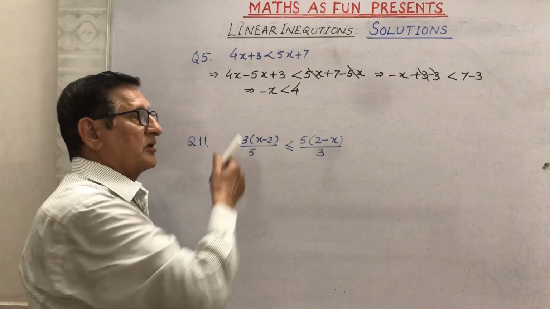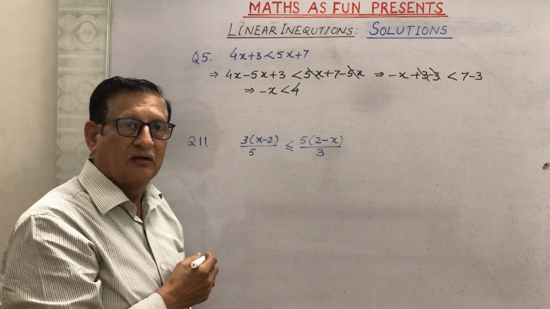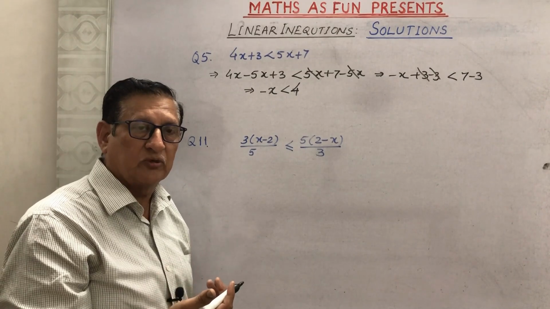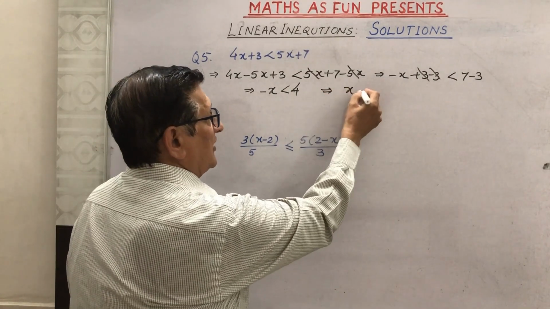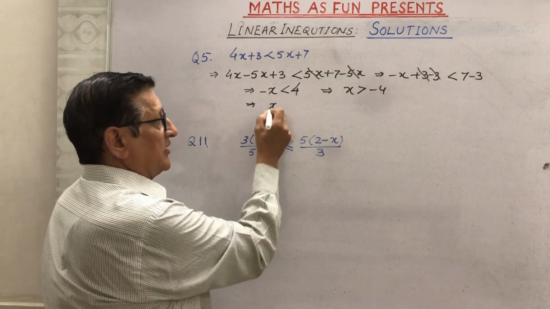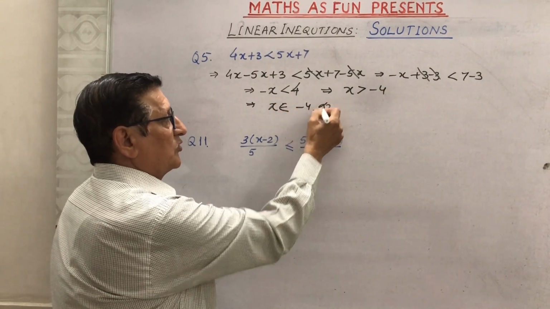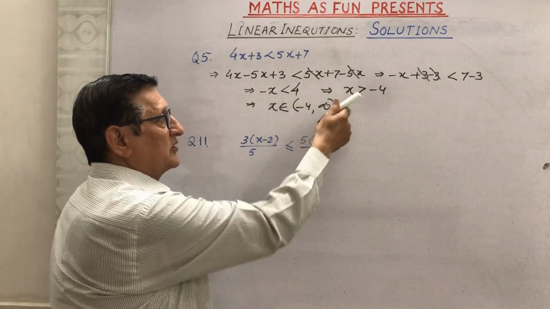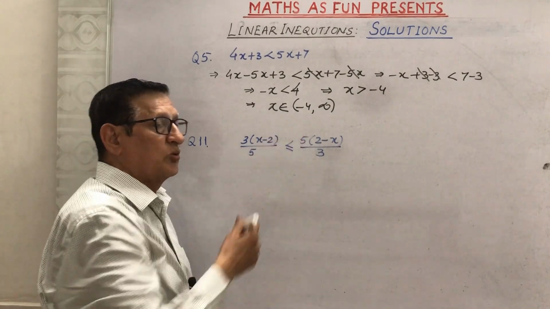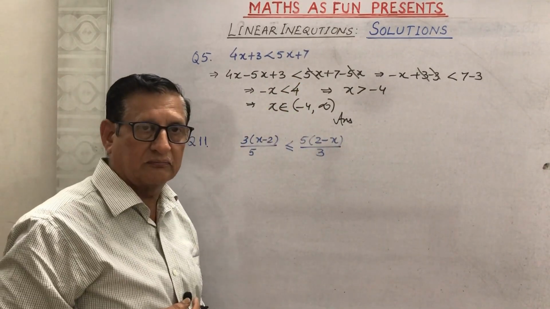Now this negative sign is to be eliminated. For that we have to multiply both sides by -1. And we know that if we multiply by -1, the sign of inequality will be reversed. It means we can write this as x > -4. From this, x > -4 means x belongs to (-4, infinity), and this is an open interval because x is greater than -4, which means -4 is not included. And this is the solution to this particular problem.